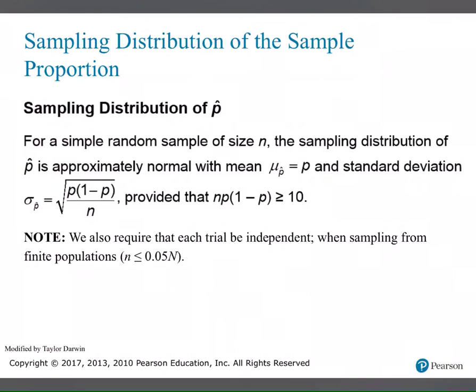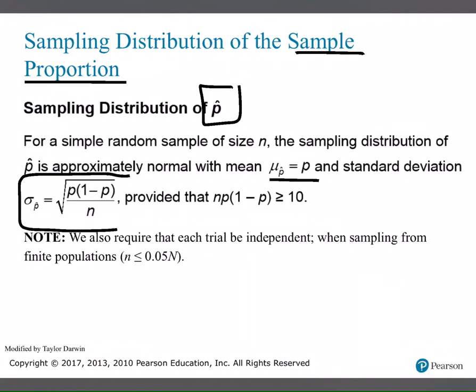So for p hat, we're going to have to do different things for sample proportion and sample mean. But this section is only sample proportion. So for sample proportion, remember that the mean is just equal to p. And standard deviation is this long formula. And to see if it's normal, you need to do n times p times 1 minus p. It needs to be greater than or equal to 10.